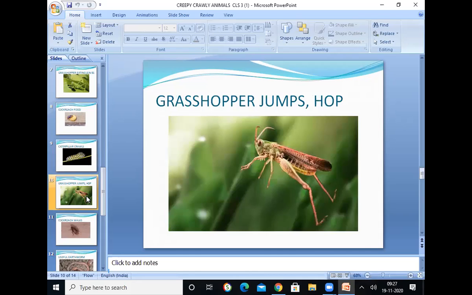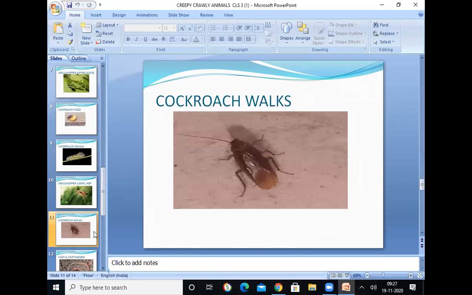Grasshopper can hop. Already I showed you, these are the hind legs. Because of these hind legs, it is jumping from one place to another place. And next, cockroach walks or crawls. Because of the hind legs, it can walk easily.